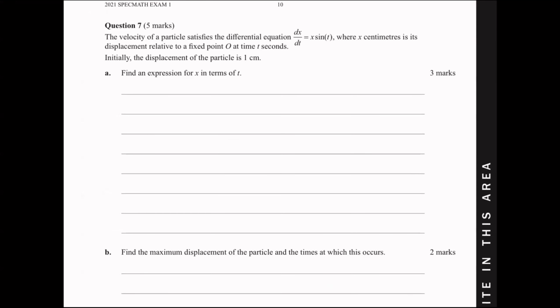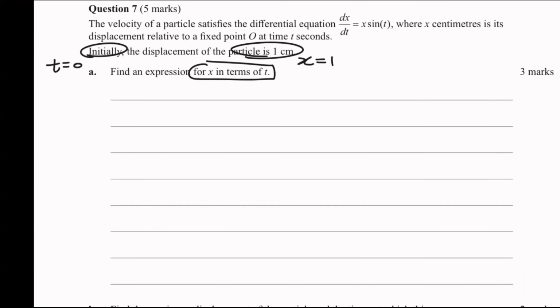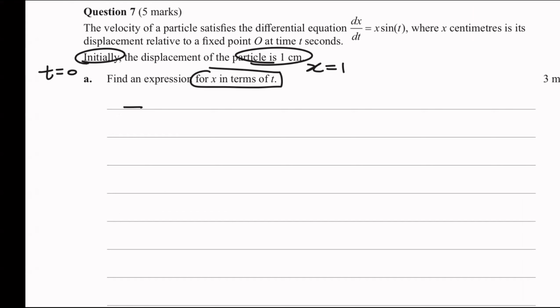Question 7. The velocity of the particle satisfies the differential equation dx/dt equals x sine t, where x centimeters is its displacement relative to a fixed point O at time t seconds. Initially, t equals 0, displacement is 1, x equals 1. Find an expression for x in terms of t. What I'm trying to do is separate the variables: divide both sides by x, multiply both sides by dt.